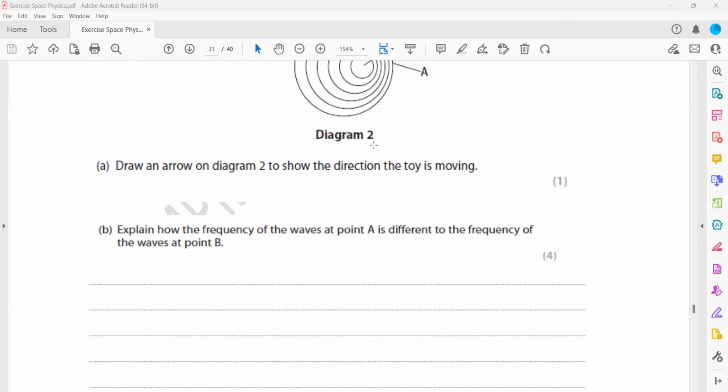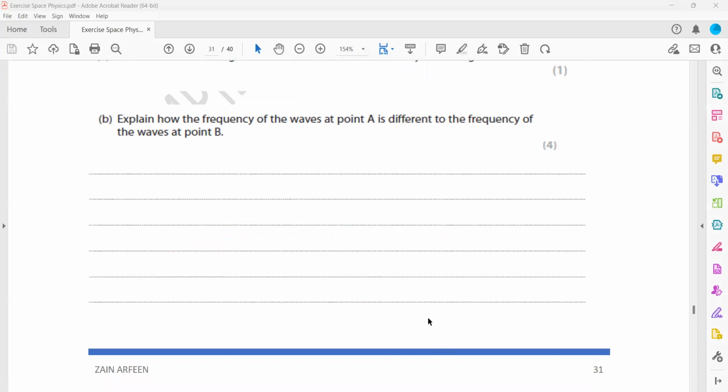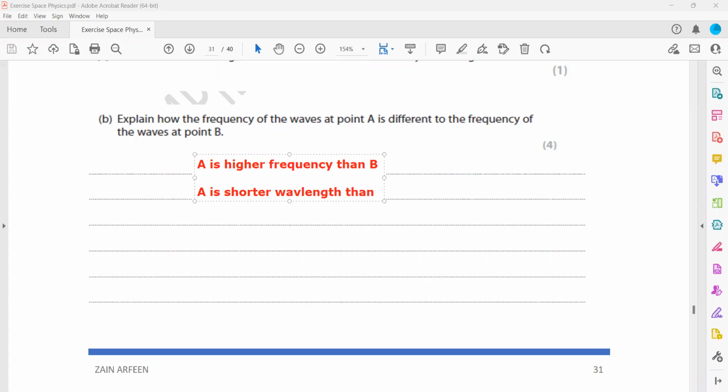The next is, explain how the frequency of a wave at point A is different to the frequency of a wave at point B. For 4 marks you have to mention which one is higher frequency. So A is higher frequency than B, and A has a shorter wavelength than B. But the speed at which the wave is traveling is the same for both.